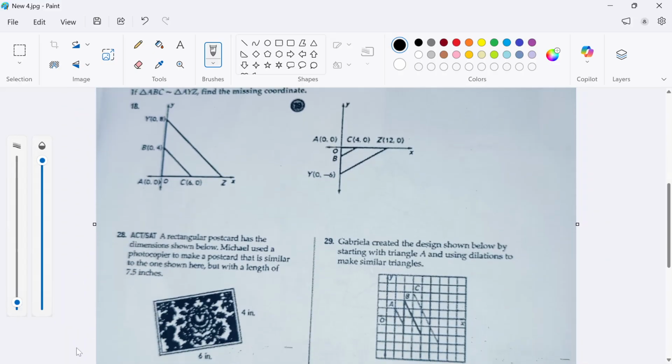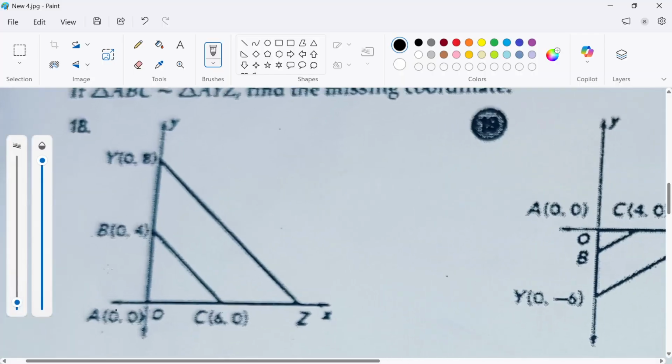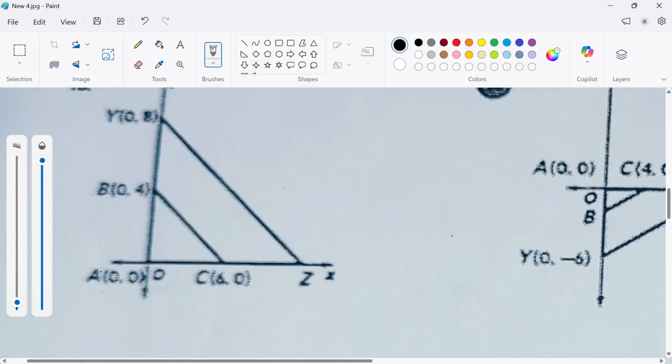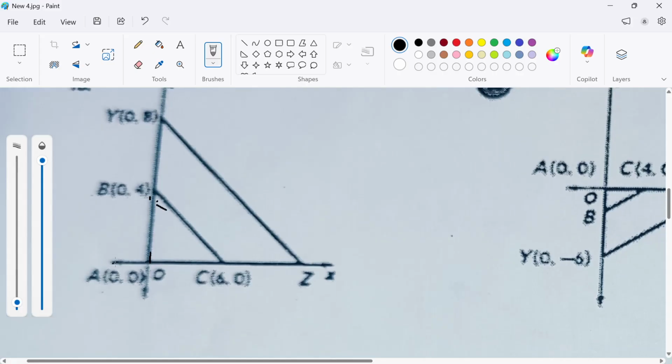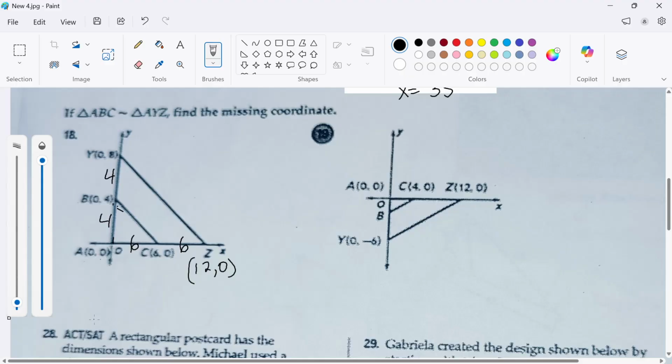Now, this one says find the missing coordinate. And I guess everything has to be in proportion. The little triangle ABC is similar to AYZ, the big triangle. So everything has to be in proportion. So this is 0, that's 4. And then this is 0, 8, so that's 4. So those are the same. This is 0, 0 to 6, 0, that's 6. Well, if it's the same up there, it's the same up there. It's going to be 6 there, so it's going to be 12, 0. All the proportions have to be the same.